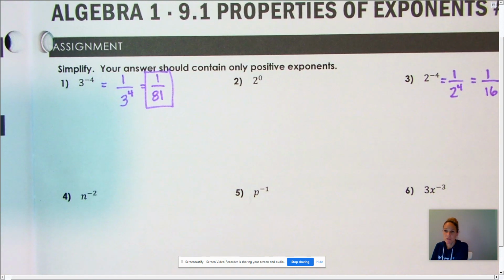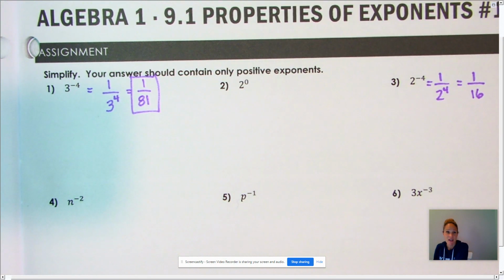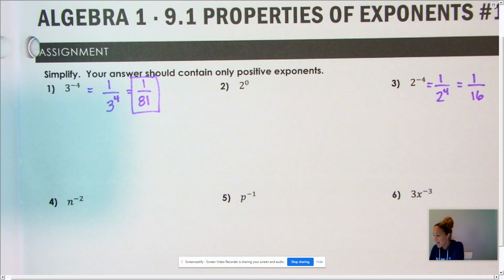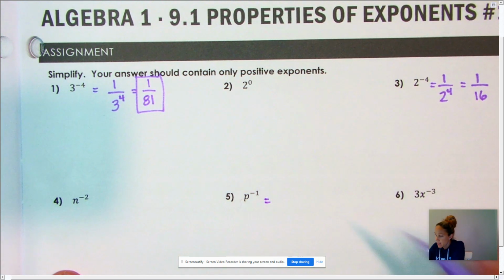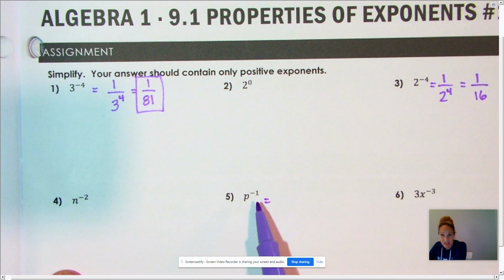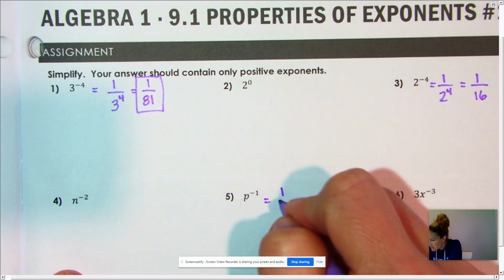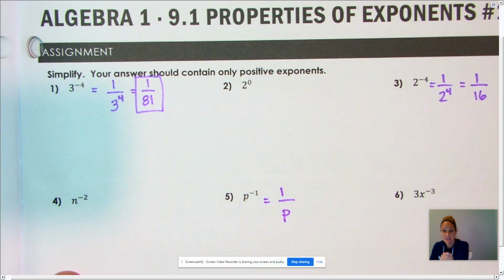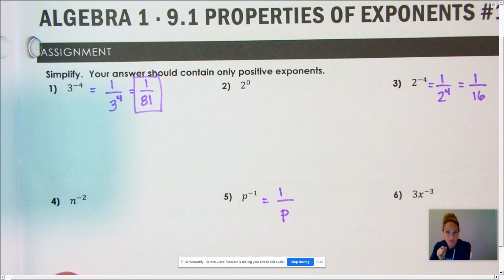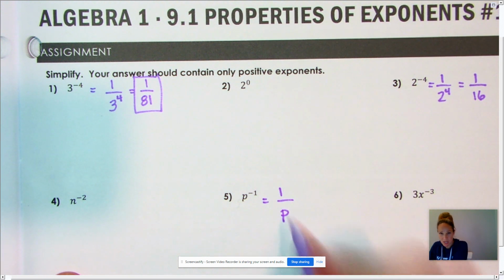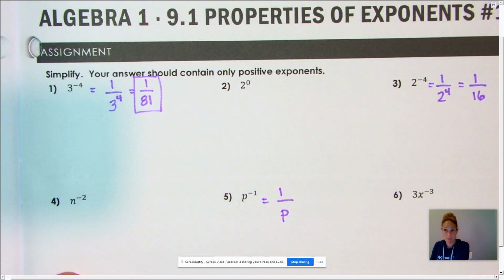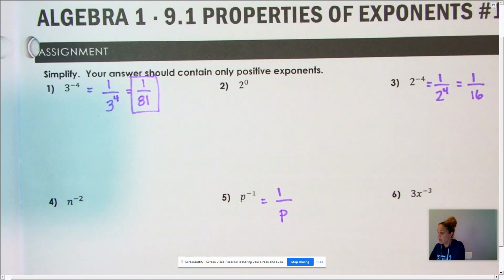Okay, now we're going to move down into some letters. So look at problem number 5. And it is negative, unhappy. So we know we're going to have to utilize the reciprocal. Here's the nice thing about exponent 1. I don't actually have to write it. If you want to put a little 1, you can, but you don't need to. 1 over p is the final answer there.